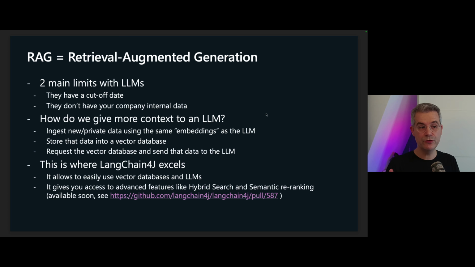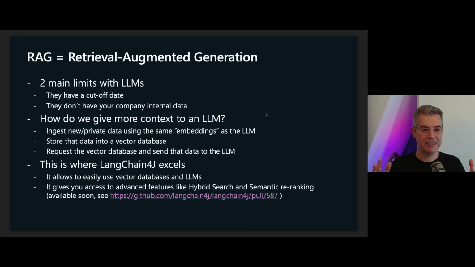So you've got two main limits with LLMs like GPT-4. First of all, they have a cutoff date. So that model was trained at a certain date. And if you ask it, who won the football match yesterday? It doesn't know because it was trained before. Second issue, they don't have your internal company data or your private data. It's basically trained on Wikipedia data, on generic data. And if you ask them, what is the travel policy inside my company? It has no idea about it because it's a private document within your company.